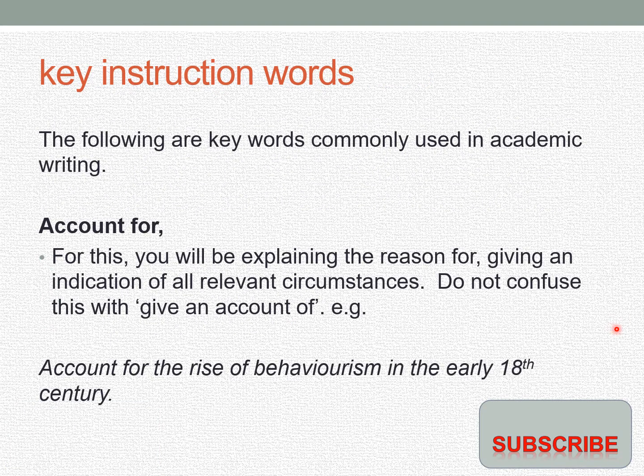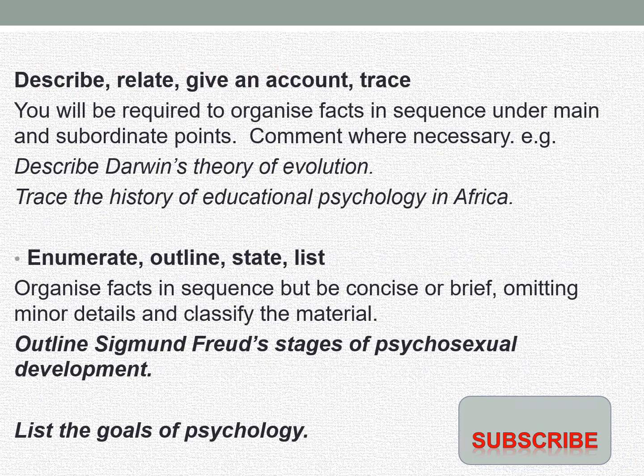Key instructional words include words that are important, for example, account for. When an essay says to account for something, you have to be able to explain the reasons for, giving an indication of all the relevant examples. Do not confuse this with giving an account. For example, an essay may ask you to account for the rise of behaviorism in the early 18th century. So you have to be able to explain the reasons why behaviorism arose during the later part of the 18th century.